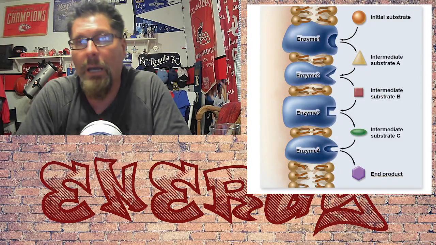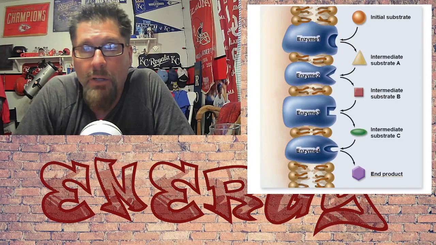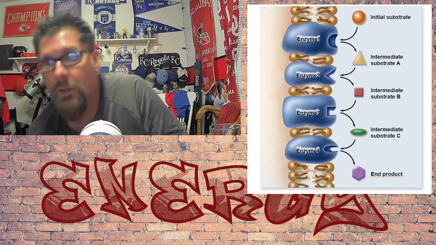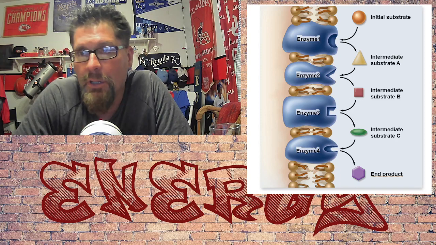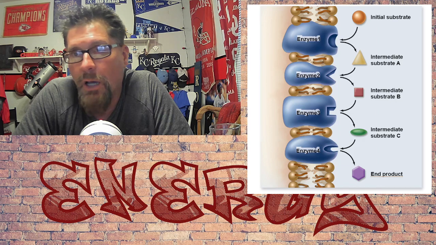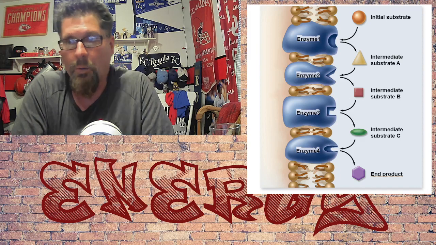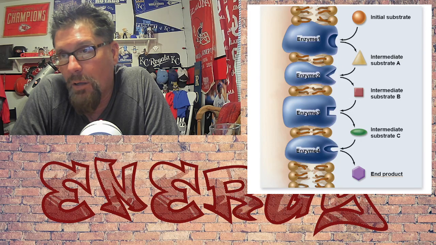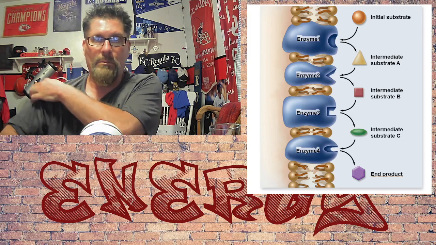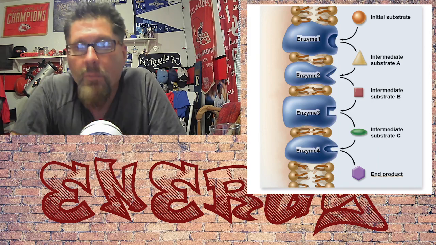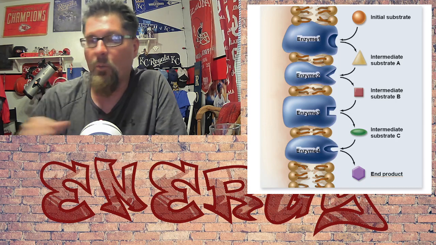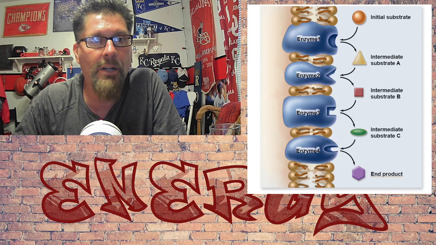Okay, here's another example of this. You've got the initial substrate. It attaches to the first enzyme and then gets converted to the gold triangle. It attaches to the second enzyme and now becomes the red square. It attaches to the third enzyme, now it becomes the green oval, and then so on until you end up with the 6-sided hexagon after the 4th enzyme. So it's just a reminder, these are pathways. This isn't one event, it's multiple events to get it to where it needs to be.